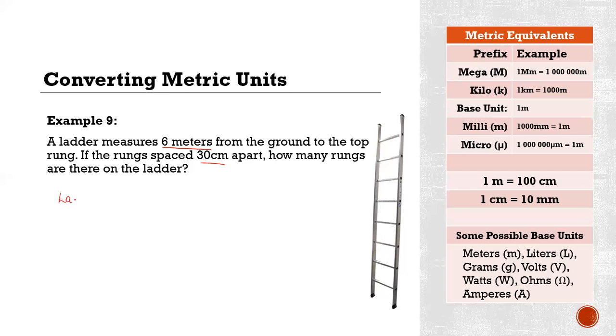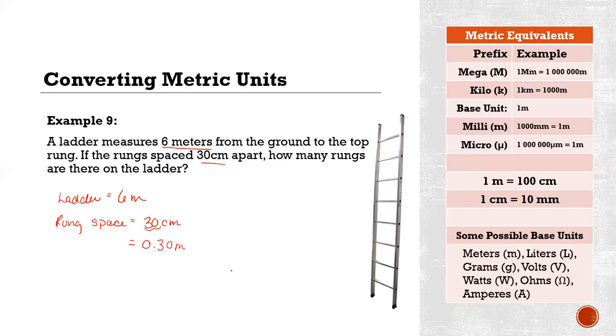So the ladder equals 6 meters, and the rung space equals 30 centimeters. So let's turn that 30 centimeters into meters. Well, there's 100 centimeters in a meter. So we're going to move our decimal 2 places. 0.3 meters.